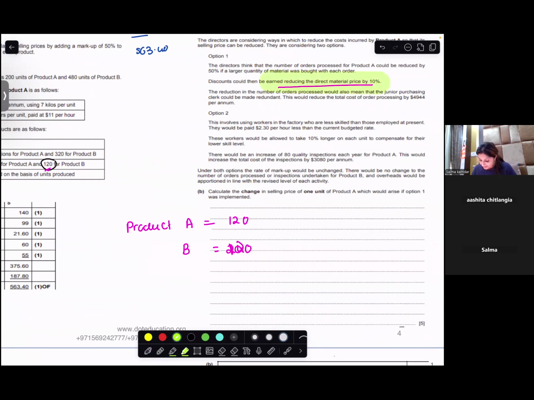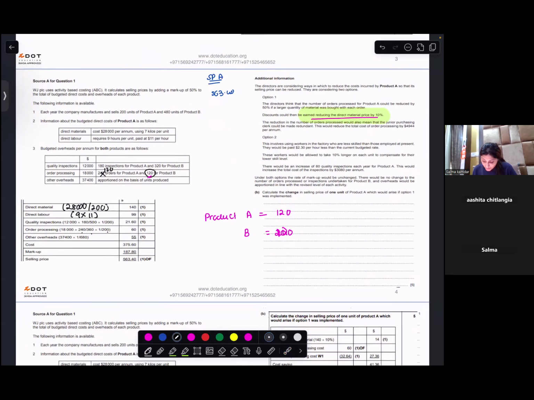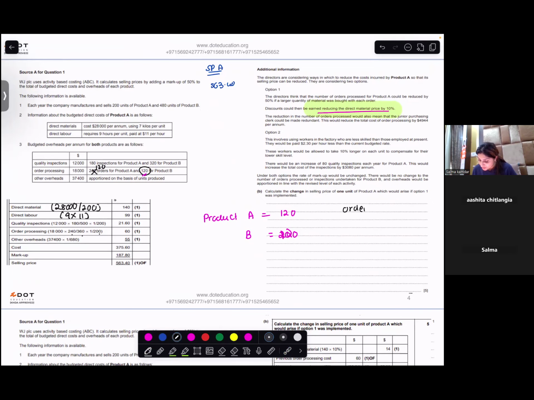Okay. And after that, they are telling that the reduction in the number of orders processed, because I'm going to reduce my orders, would mean that the junior purchasing clerk could be made redundant. That means he will have to go. And this would reduce the total cost of ordering processing by 4944. So my original ordering cost was how much? 18,000.